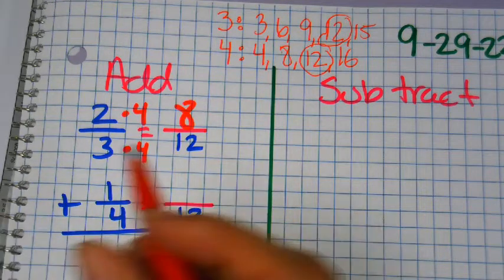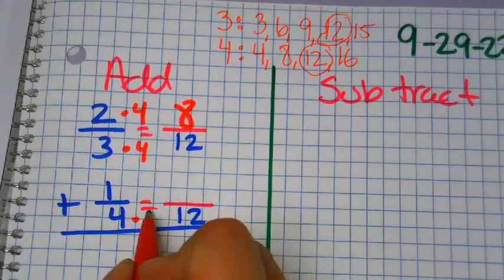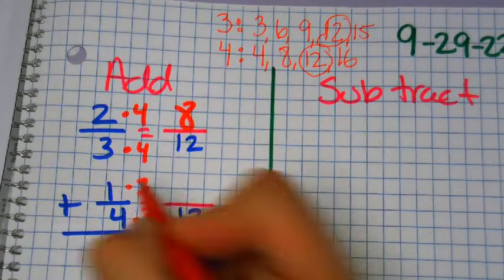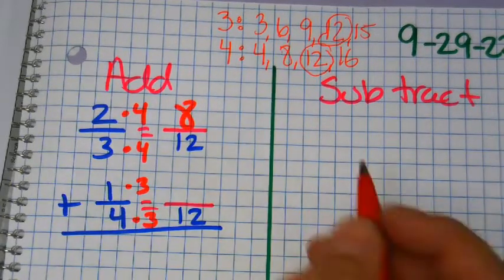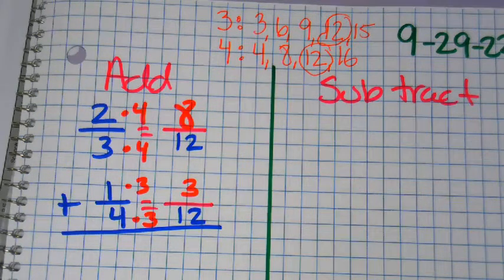Okay, at the bottom. 4 times what is 12? So 1 times 3? 3. We're focusing. We got all this down. Do you have an answer? What'd you get? That's it. You're done.